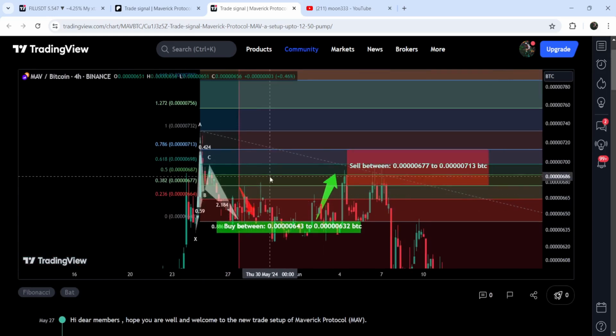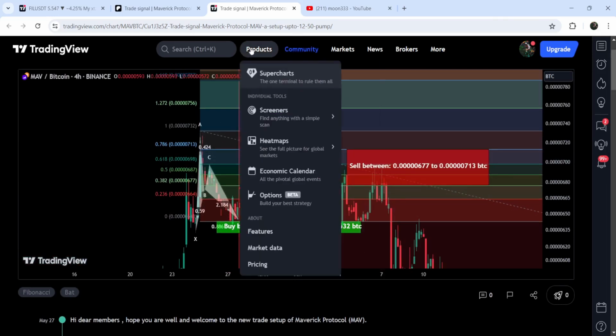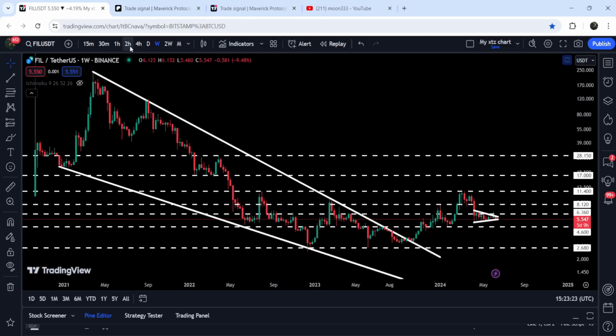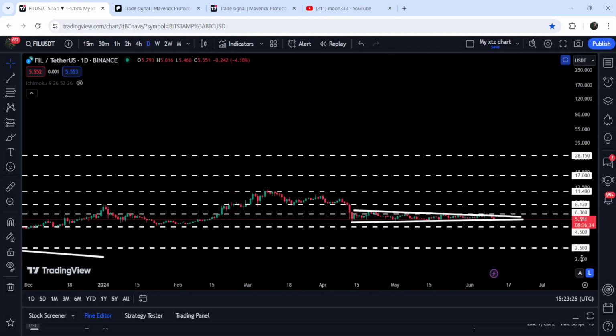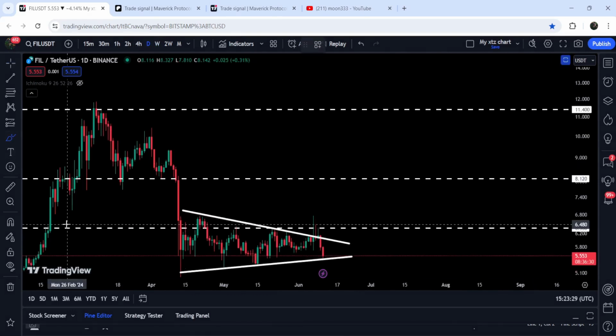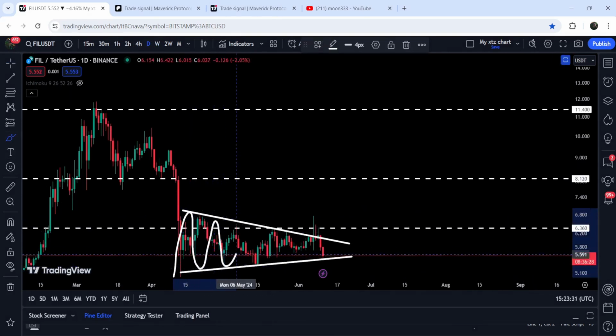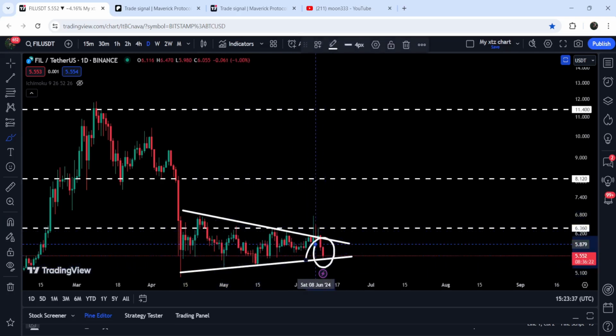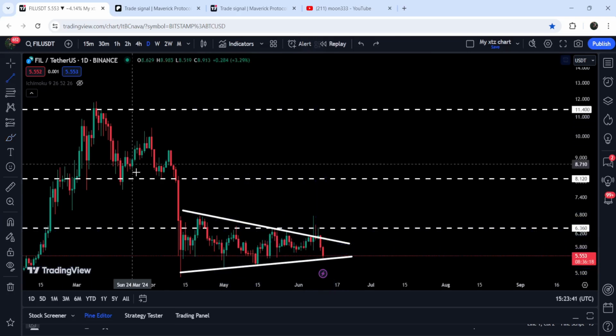Now let me take you to the live chart of Filecoin. And here on the daily time frame chart, you can see that for the past several days, it is moving inside this symmetrical triangle, and now the movement is quite squeezed inside this symmetrical triangle. Therefore, at any time it can break this pattern. Right now you can see that it is very close to the support of this triangle.